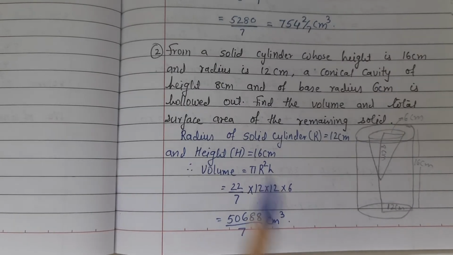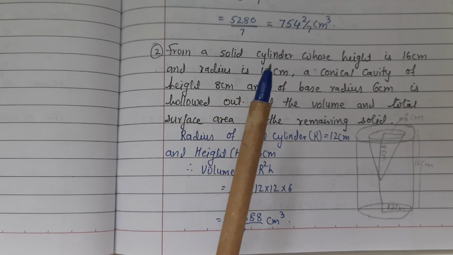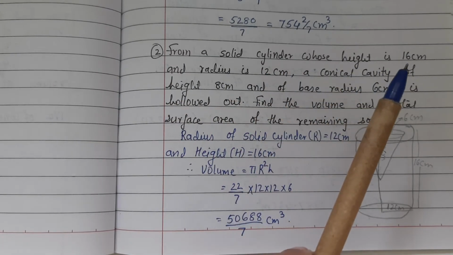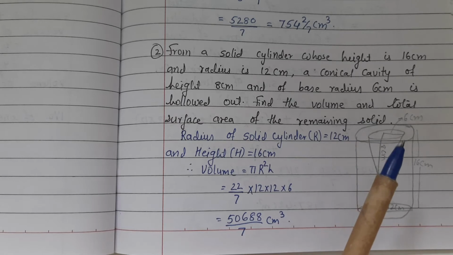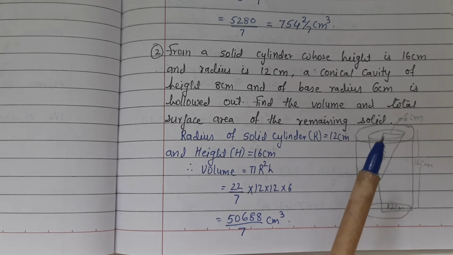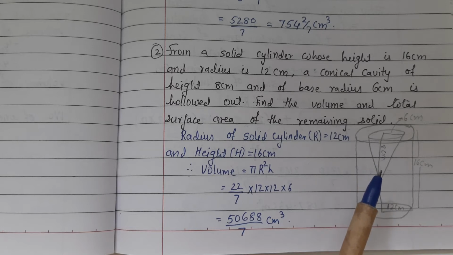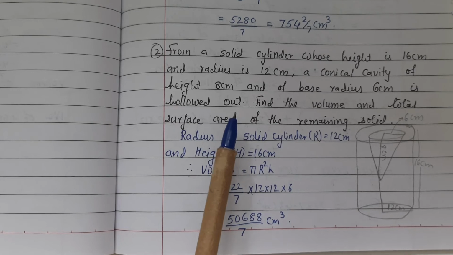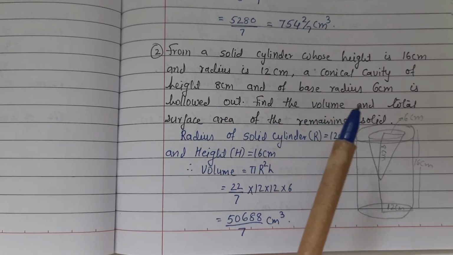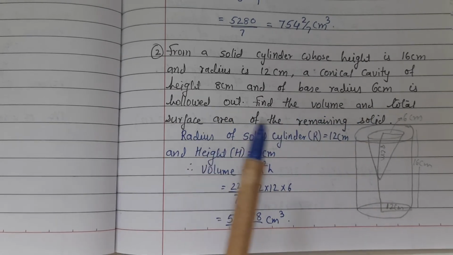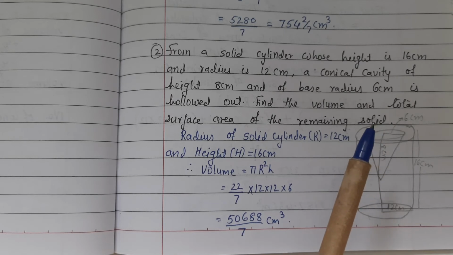Sum number 2. From a solid cylinder whose height is 16 centimeter and radius is 12 centimeter, a conical cavity of height 8 centimeter and radius 6 centimeter is hollowed out. Find the volume and total surface area of the remaining solid.